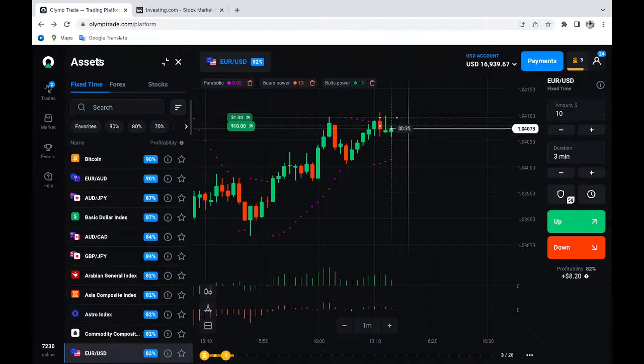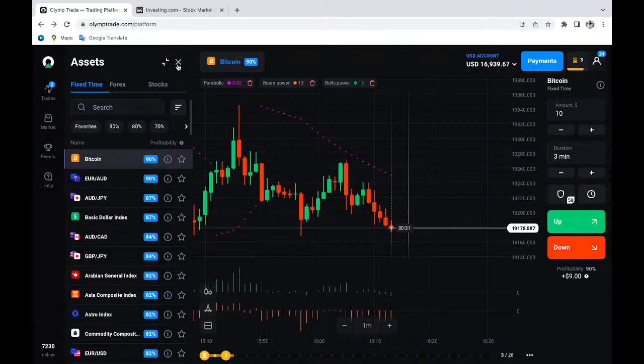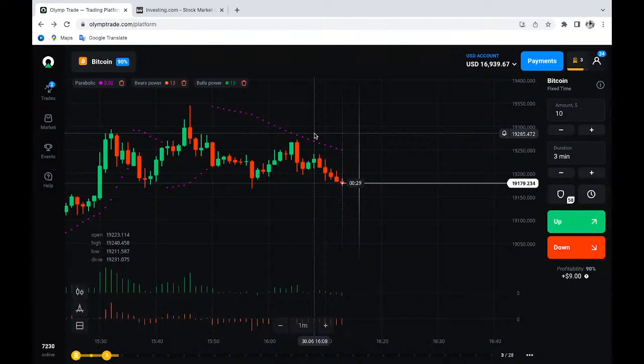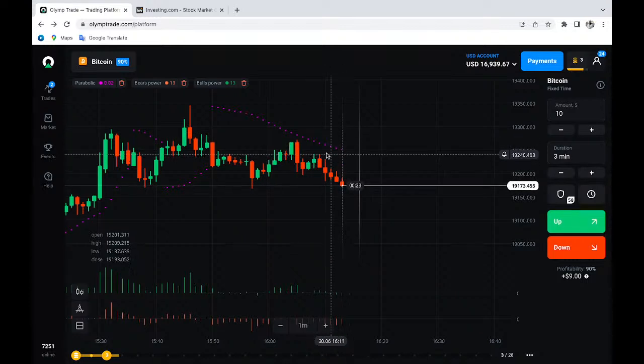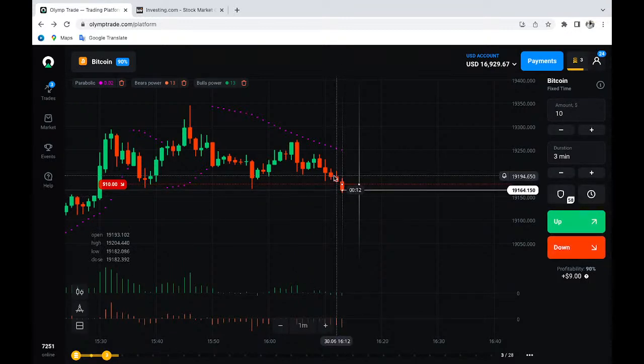So first thing, let's say Bitcoin. Right now the time is good. It's 4 o'clock, and the American session is active. We can go with the perfect. Here we can see we are really late, but we can try this right now. So let's try here. I open a trade here.